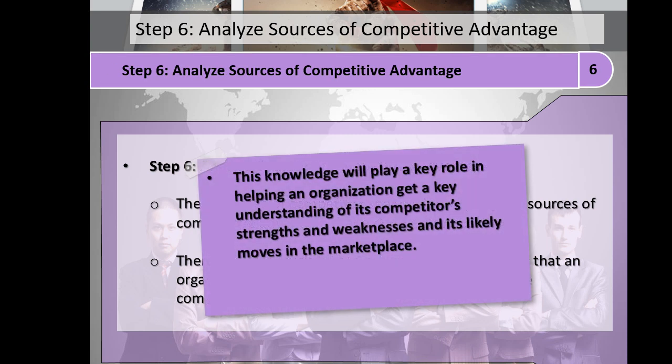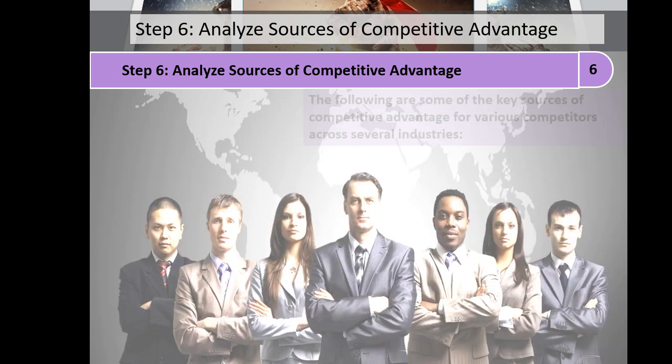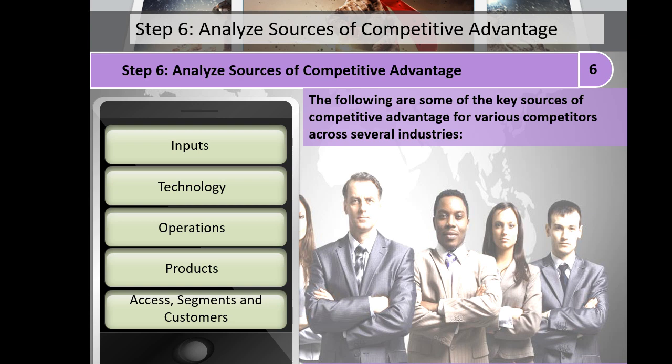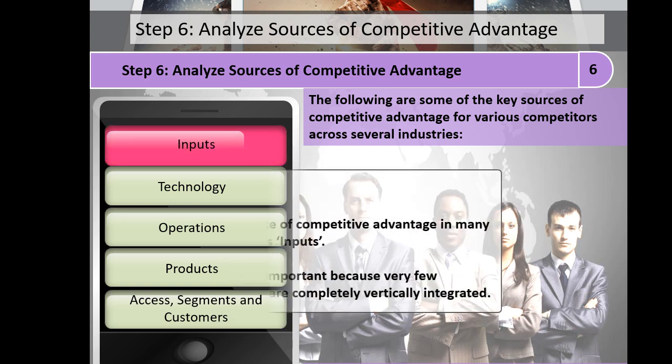This will help you redefine your strategy. This will help you plan better. This will help you redefine your market audience. This knowledge will help the organization get key understanding of its competitors' strengths, weaknesses, and likely moves in marketplaces. The following are some of the key sources of competitive advantage for various competitors across several industries. Number one is input.